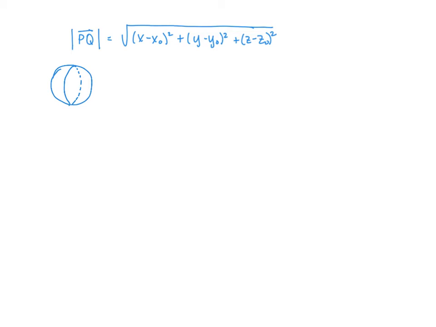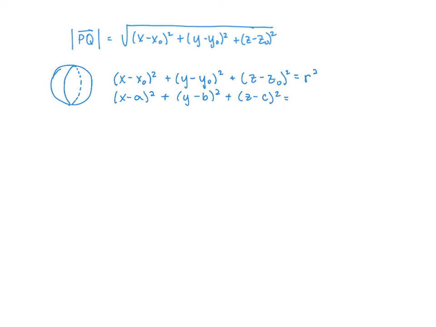And when I set up the equation of a sphere, we're going to do x minus the x point, plus y minus the y point, plus z minus the z coordinate, all squared, equals my radius squared. You may also see it written where we have a and b and c in there. So sometimes you'll see it x minus a squared plus y minus b squared plus z minus c squared equals r squared. So either one of those is fine. That's the equation of a sphere.